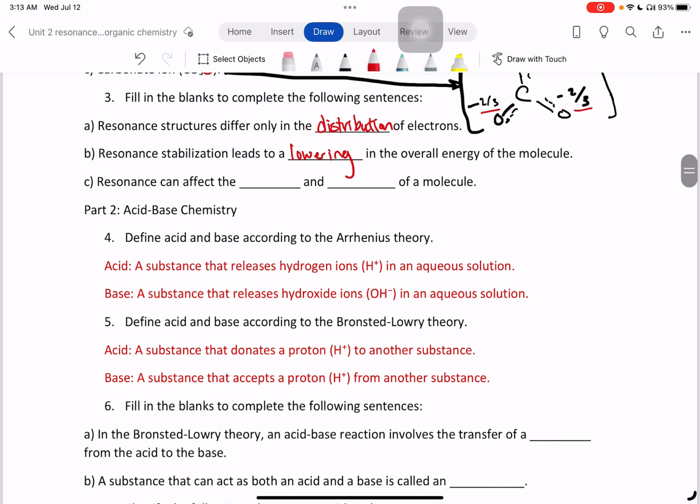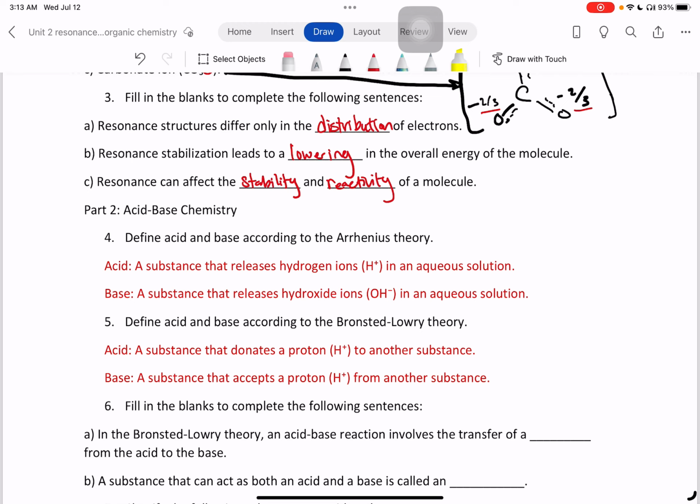Next, we can say that resonance can affect two things of the molecule that are very important. The first thing is the stability. The second thing is the reactivity. So it can affect the stability and the reactivity of the molecule.